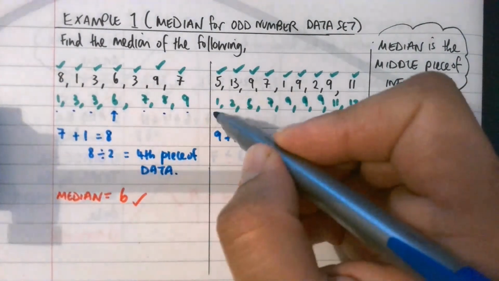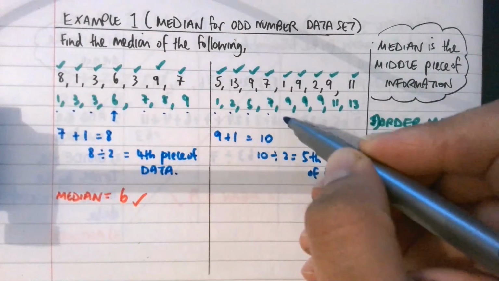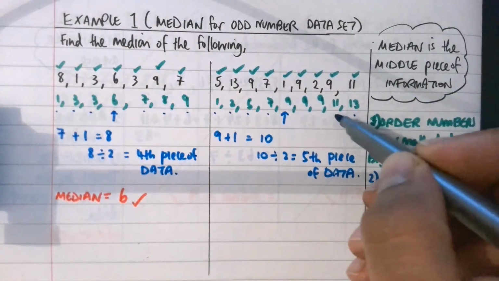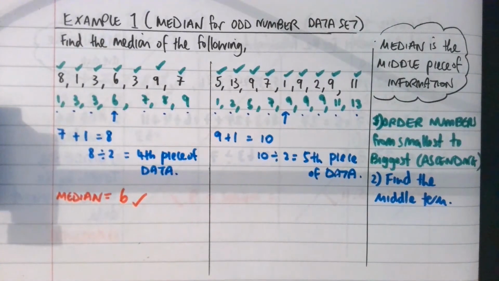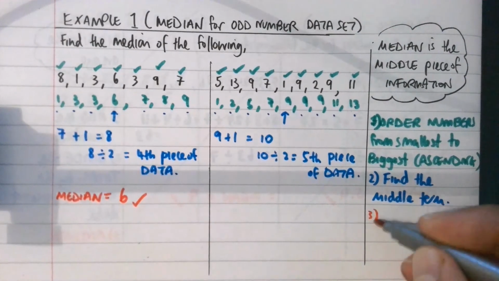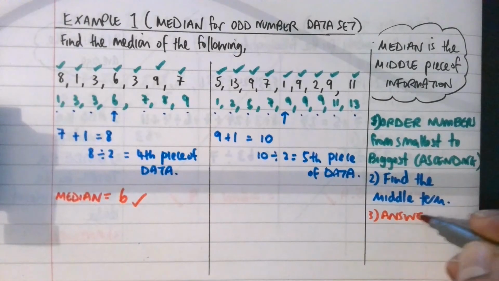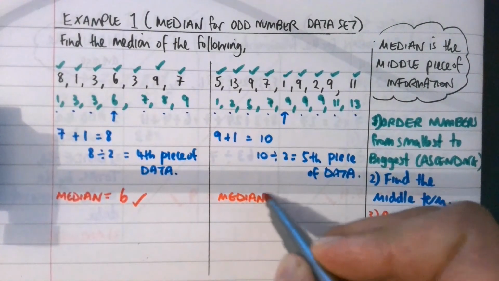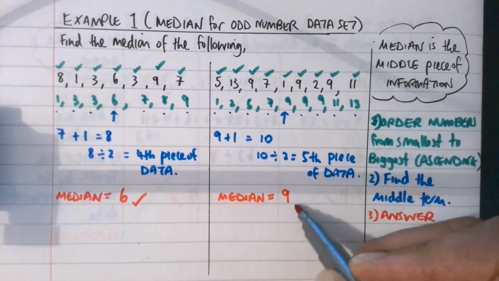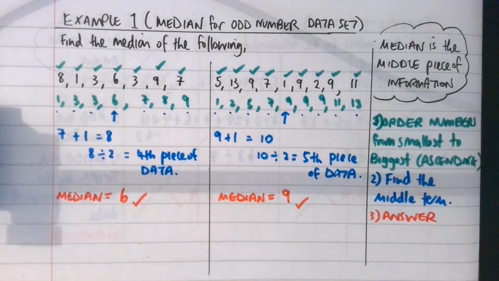So 1, 2, 3, 4, 5, put an arrow there, and we count in reverse. 1, 2, 3, 4, an arrow there. So we can clearly see that the middle number is 9. Alright, and that's the 5th piece of data in our set. So the median is going to be 9. This is the method you would use when the data set is an odd number.